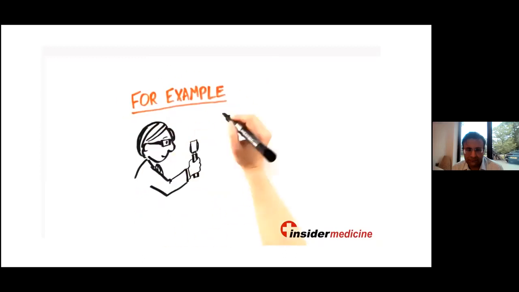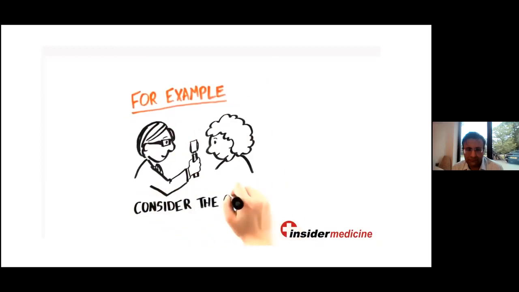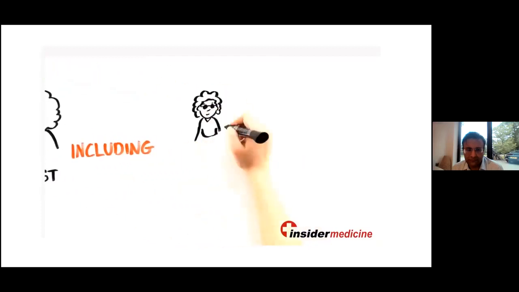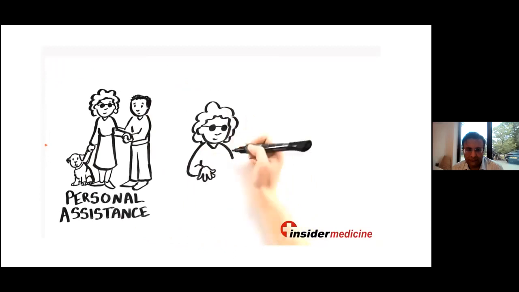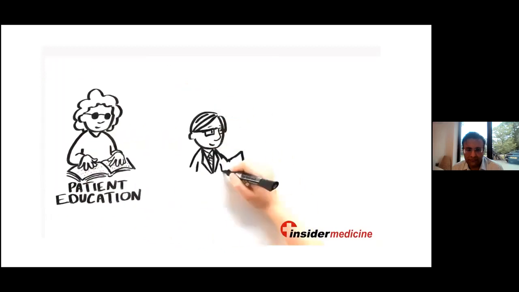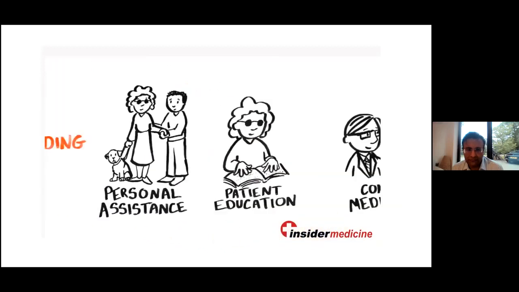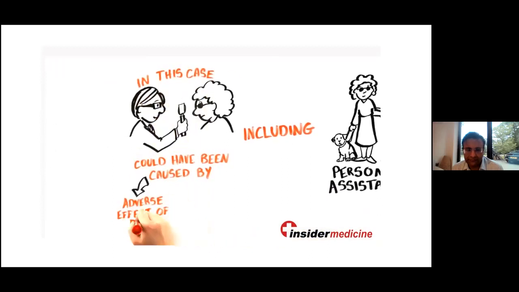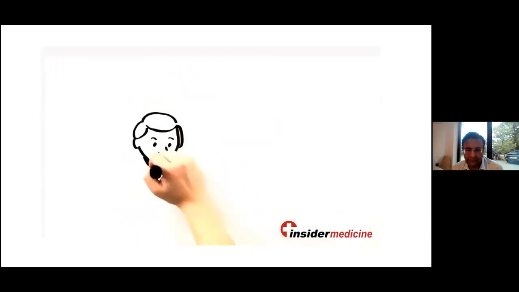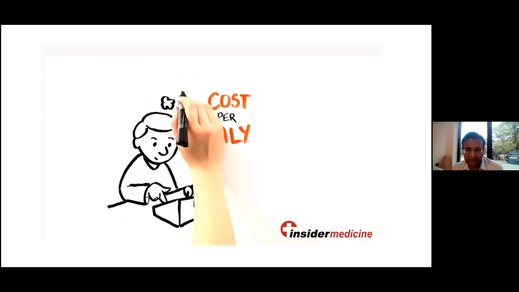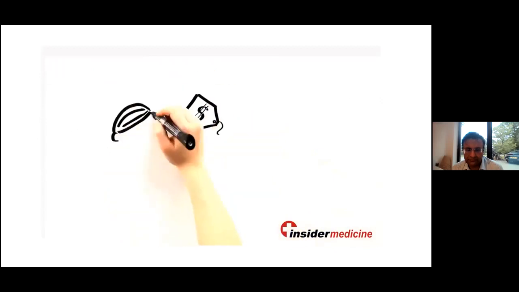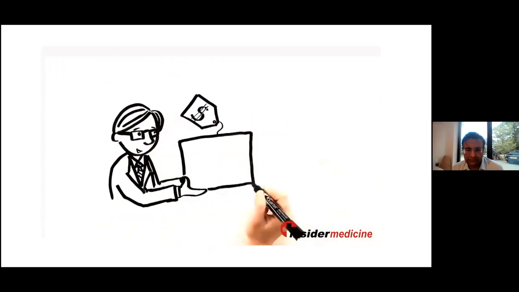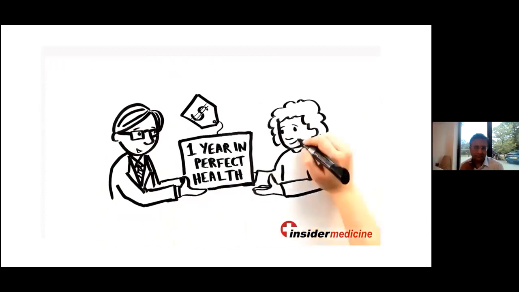For example, in eye care, we also have to consider the cost to the healthcare system if a patient went blind, including personal assistance, patient education, and continuing medical care. In this case, the blindness could have been caused by an adverse effect from the drug or through not taking the drug at all. Once we have determined the cost, we can then calculate the cost per QALY, or how much does it cost us to gain the equivalent of a year in perfect health for a patient.